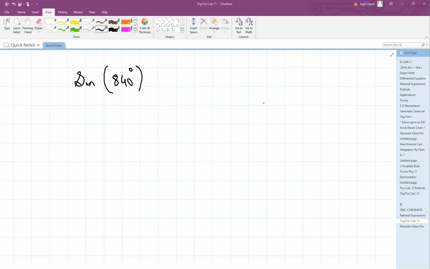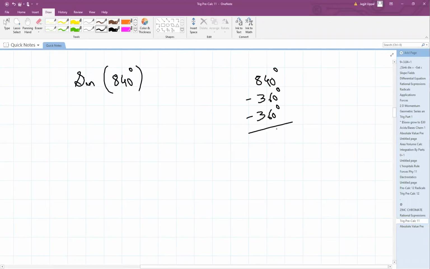Yeah. If you have an angle of 840, to get the coterminal, we want to bring this angle between 0 and 360. So you just keep subtracting 360 from it. If you keep subtracting, what do you get? Did you get 60? Yeah. So we're going to say this is going to be the same as sine of 60. And that is simple. It's just our special angle, square root of 3 over 2.